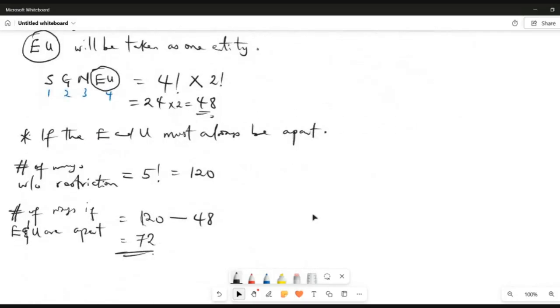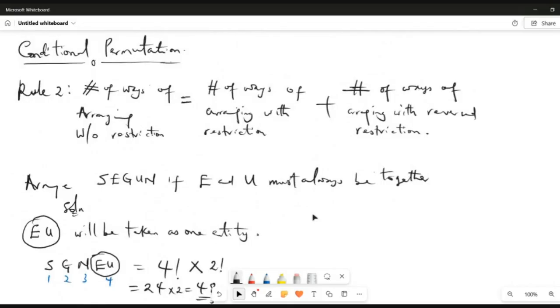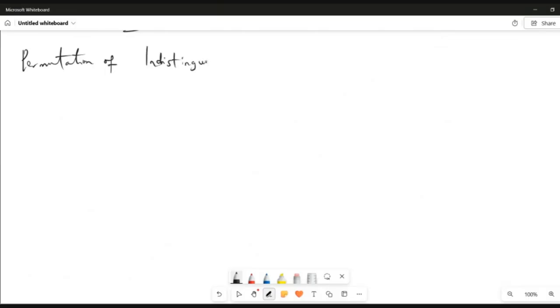So that is conditional permutation. That's how it works, and this is all that you need to understand. And lastly, what I would like to teach you under permutation is permutation when the objects are not distinct. So let's call it permutation of indistinguishable objects. Are we together now? Good. Now, I said permutation of indistinguishable objects.